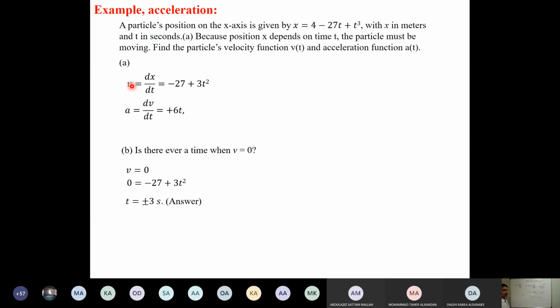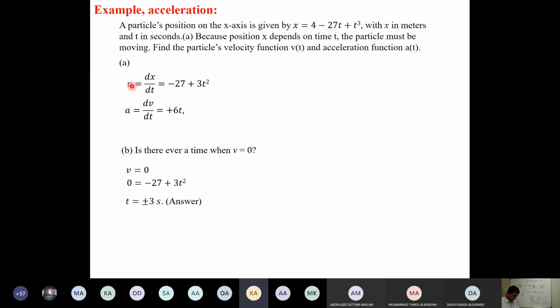Because 27 will cancel out from this. Now divide both sides by 3. The 3 cancels out, and 9 times 3 is 27, right? And then, since t squared is equal to 9, you need to take the square root of both sides. The square root gives us t equal to plus or minus 3.